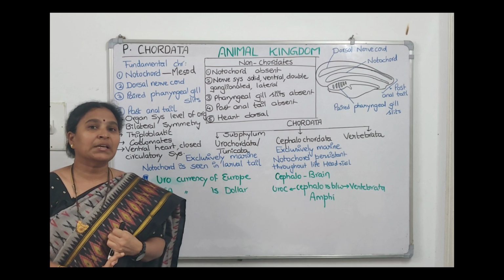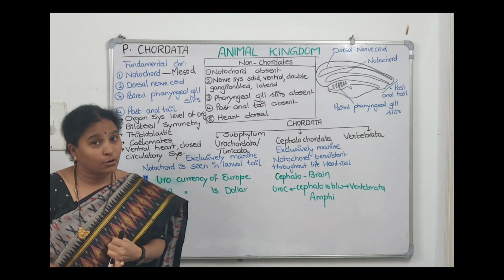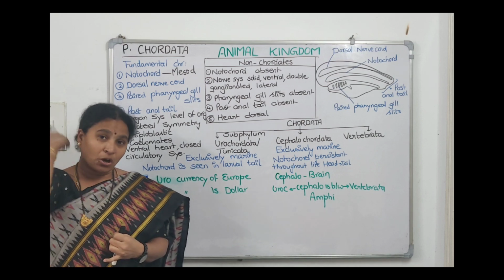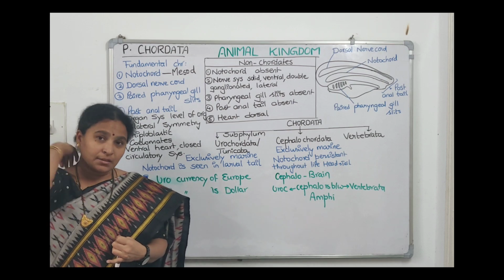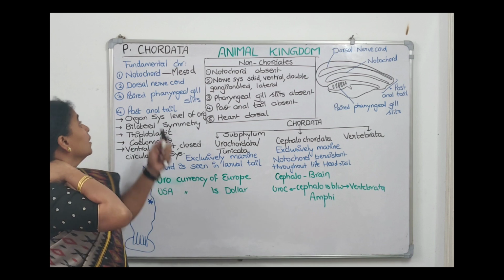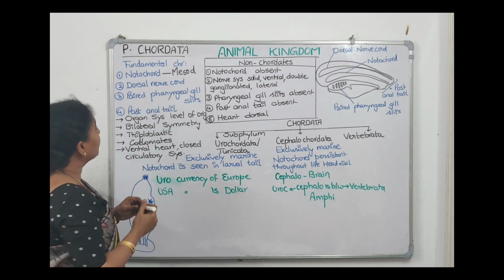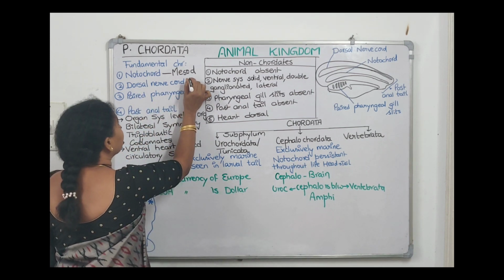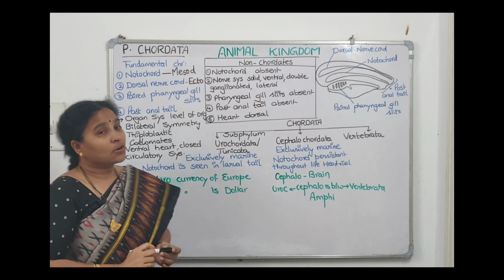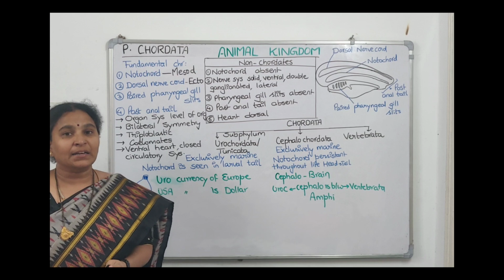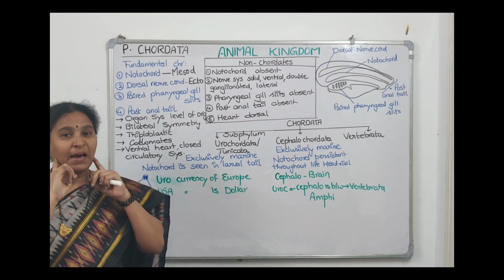And the second fundamental character is they should have a nerve cord also. The nerve cord should be dorsally located. This is the dorsal side and this is the ventral side. In chordates, the nerve cord is dorsally located, so a dorsal nerve cord, and the nerve cord is ectodermally derived. And the third one is that chordates have paired pharyngeal gill slits.